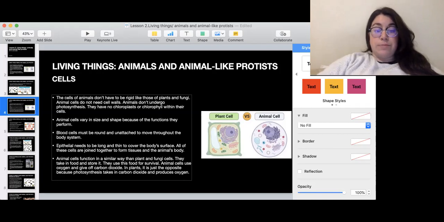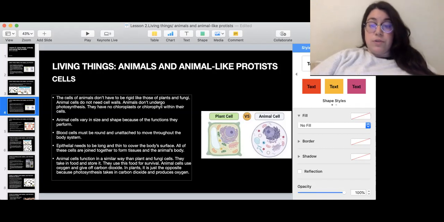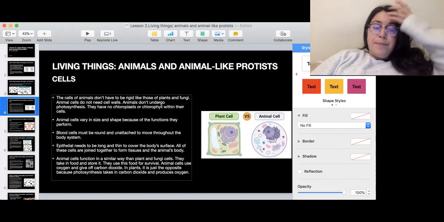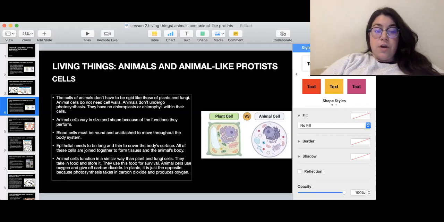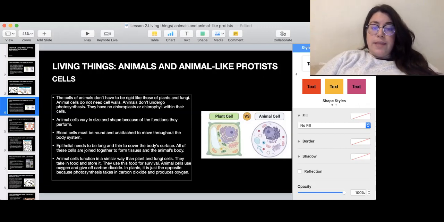Blood cells must be round and they have to be able to move. They have to be unattached to move through the body system. Epithelial cells, the ones that form skin or skin-like tissue, need to be long and thin to cover the body surface. All of these cells are joined together to form tissues and to form the animal's body. And then animal cells function in a similar way to plant and fungi cells.